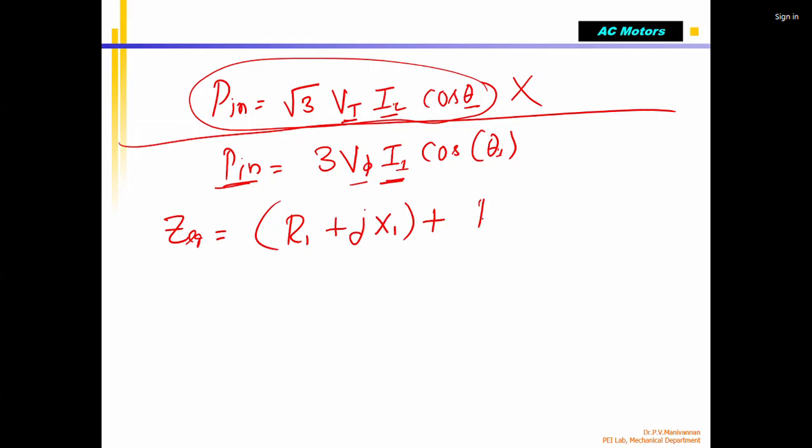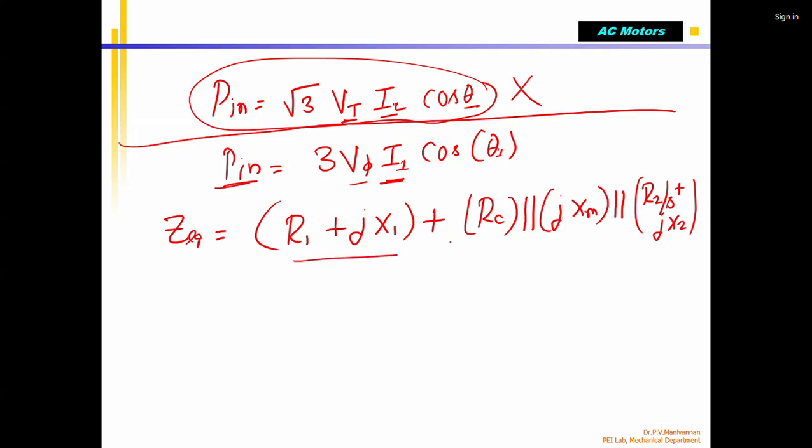Z equivalent can be written as R_1 plus jX_1, plus R_C in parallel with jX_M, which is in parallel with R_2 divided by s plus jX_2. Correct? Please see that there are these terms: the first term, then the second, third and fourth terms are in parallel. This symbol means they are in parallel. Correct? So we will find it.